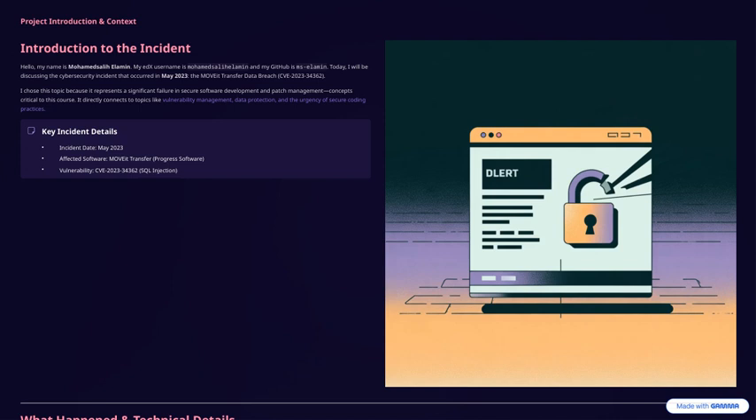So, what exactly happened? This was a zero-day exploit, meaning the vulnerability was discovered and exploited before anyone had a chance to patch it. The attackers took advantage of a SQL injection vulnerability to access databases without authorization. Because the software didn't properly sanitize user input, the attackers could run malicious SQL commands, which allowed them to extract sensitive files from the system.